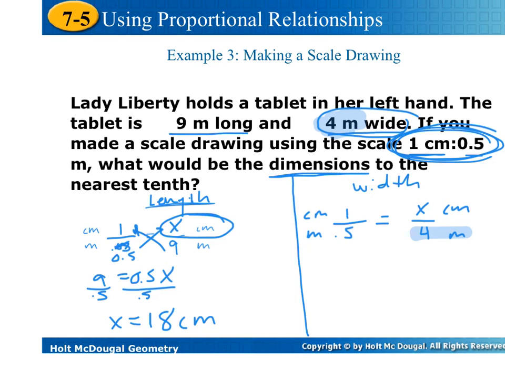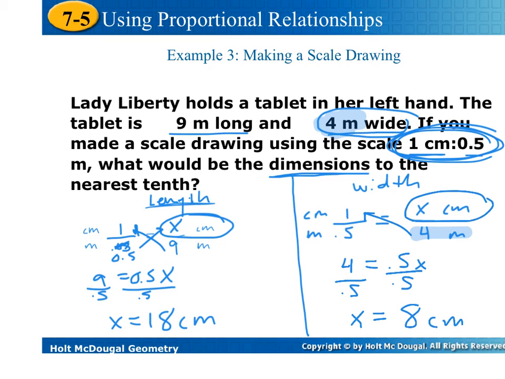Now what do we need to do? Cross multiply. So we get 4 is equal to 0.5x. We divide by 0.5. What do we get for x? 8 centimeters. That's it.